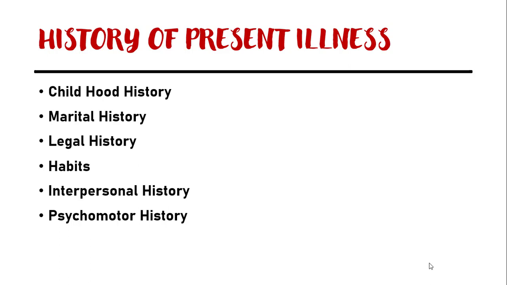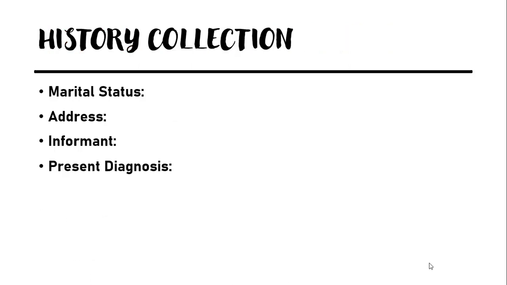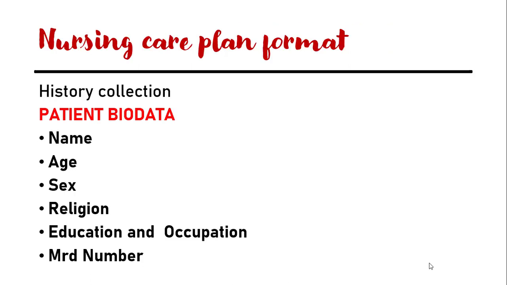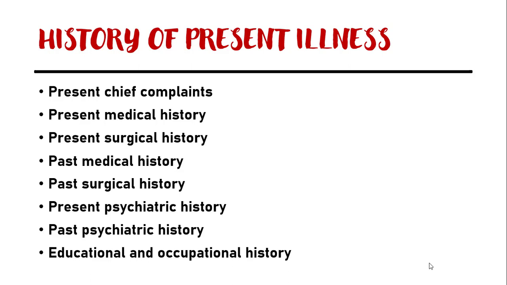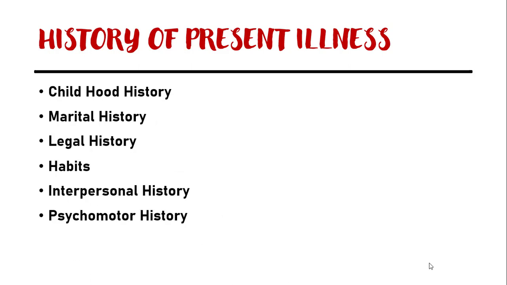So the first thing is history collection. Under that, the subheading is patient biodata, under which go all the identifying details of the patient. After that, the next heading is history of present illness. Under that, all the histories from chief complaints, medical, surgical history, psychiatric history, childhood, marital, legal history, interpersonal, and psychomotor history. This many headings you have to write in the second section of your care plan.